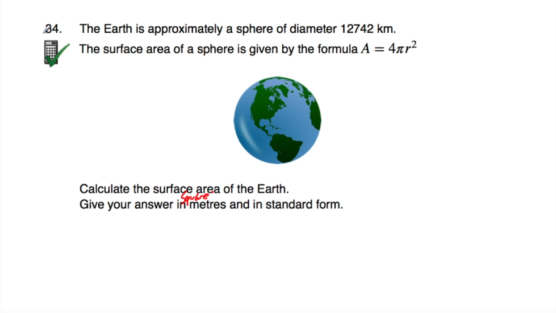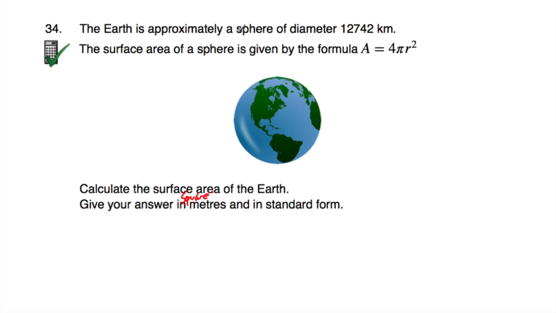Okay, let's look at our next question, question number 34. It says the Earth is approximately a sphere of diameter 12,742 kilometers, and the surface area of a sphere is given by the formula 4 pi r squared. So to find the surface area of a sphere, you do 4 times pi times the radius squared. And we've been asked to calculate the surface area of the Earth and to give our answer in square meters and in standard form.